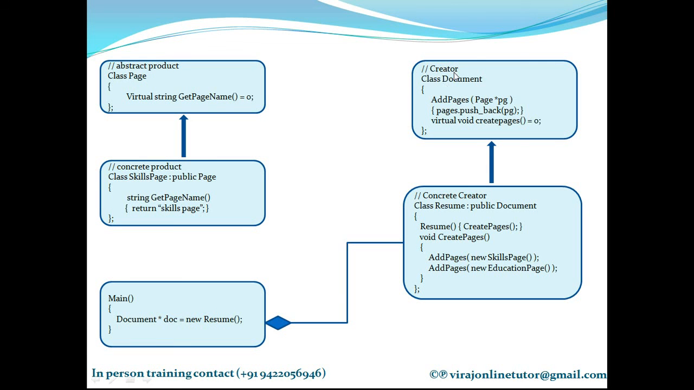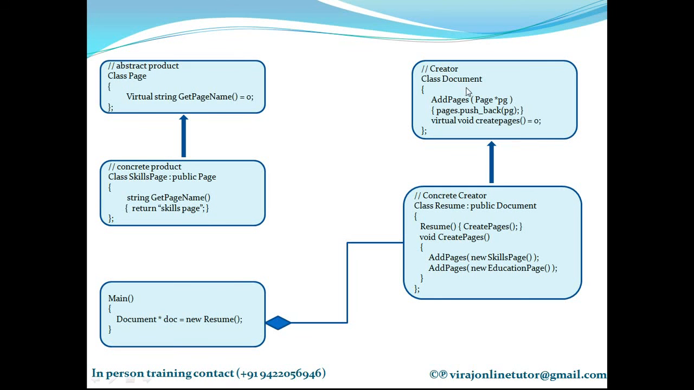So I have a creator class called class document. In this class document, I am defining a function called create pages. But this create pages, I am just declaring it here. Okay, that makes class document an abstract class. So I have an abstract product, so I need an abstract creator class now, right? So this is that abstract creator class.